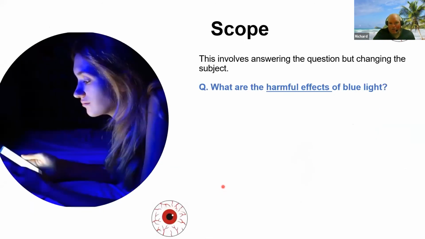Scope. This involves answering the question, but changing the subject. So what are the harmful effects of blue light? I'll give you an example here. Blue light is high in energy.